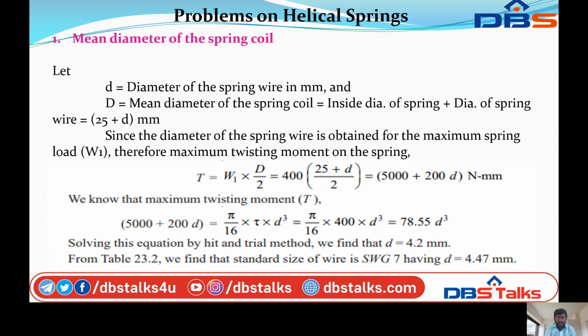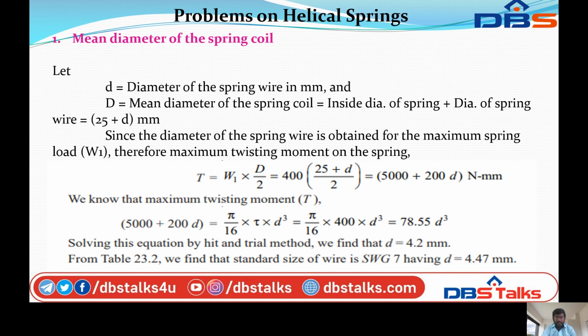So we can calculate by substituting the values. W1 is equal to 400. Capital D we substitute as 25 plus d, divided by 2. That is equal to 5000 plus 200 d. So T is equal to 5000 plus 200 d Newton mm. So we know that the maximum twisting moment T is equal to 5000 plus 200 into d, that is equal to pi by 16 into tau into d cube.